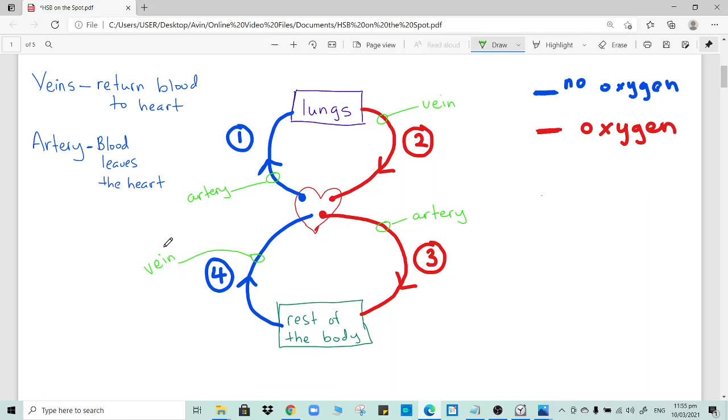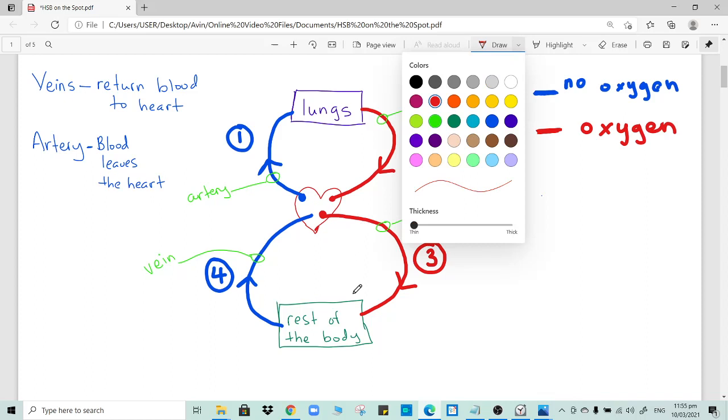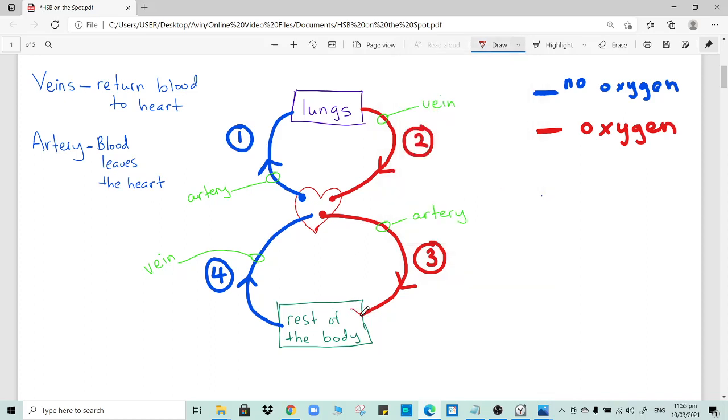What I want to make very, very clear is that when this artery, number three, is going to the rest of the body, it will split up into different arteries. It's just I didn't draw all. Remember, the rest of the body is the hands. It has the stomach, the liver, your feet. So this artery, let me draw some more coming out, will split up into different arteries.